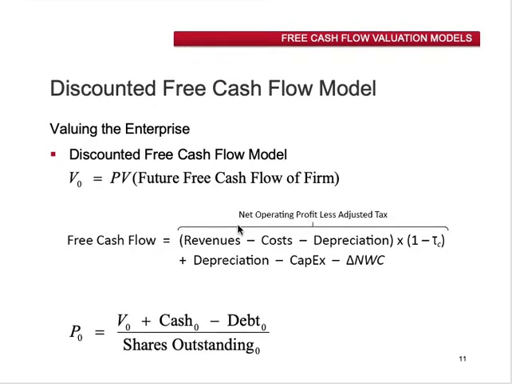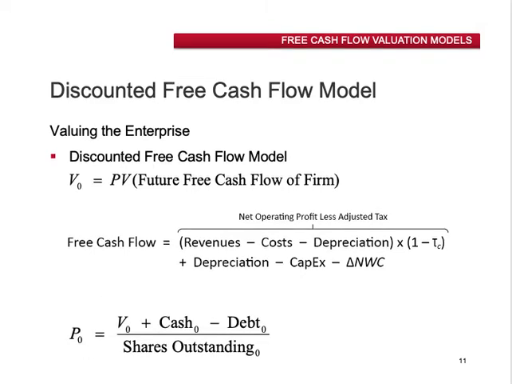And to go from NOPLAT to cash flow, we need to add back the depreciation, and we are going to deduct our capital expenditures in our fixed assets, and we're going to deduct our investments in net working capital. So in sum, the NOPLAT plus depreciation less our investments is what we call our free operating cash flow to the firm.